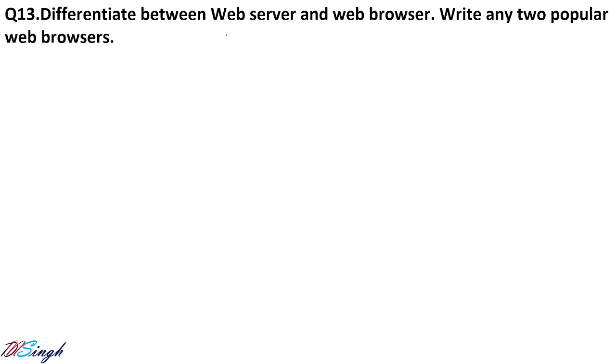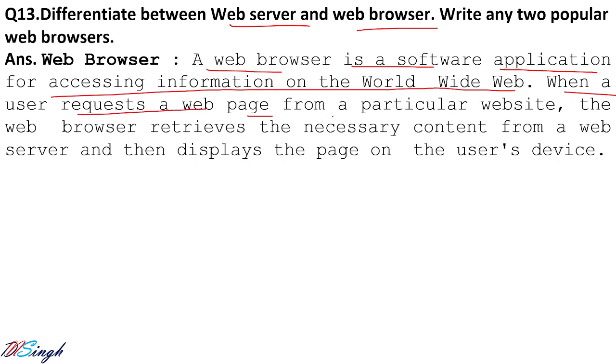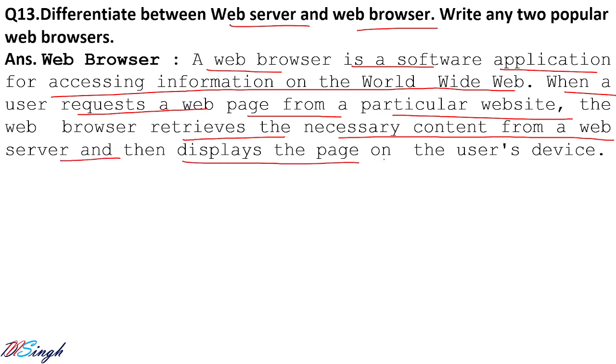Let us differentiate between web server and web browser. First we will see web browser. A web browser is a software application for accessing information over the World Wide Web. When a user requests a web page from a particular website, the web browser retrieves the necessary content from the web server and displays the page on the user's device. So this is the web browser.